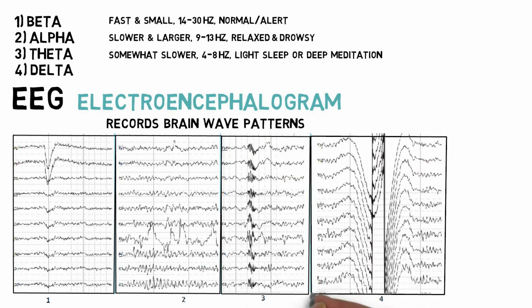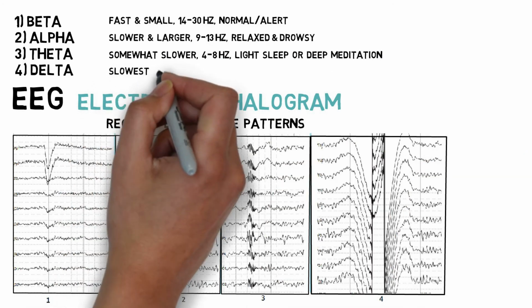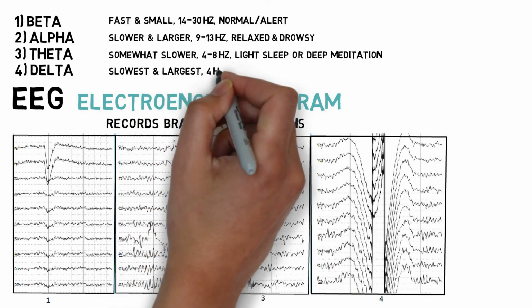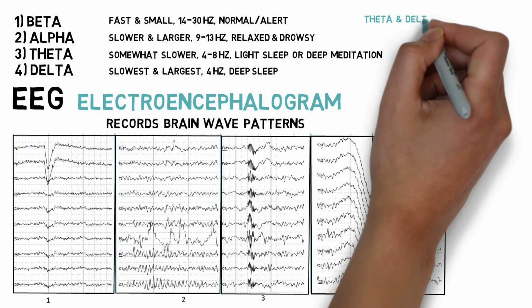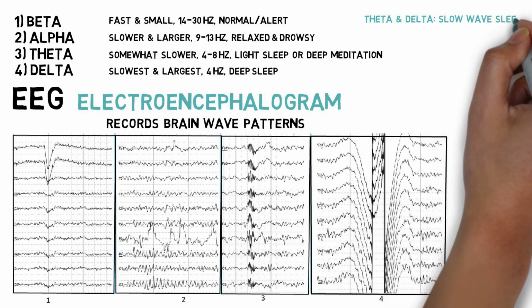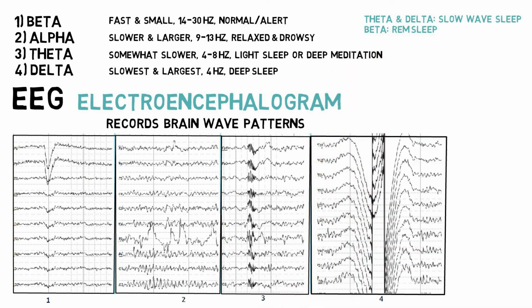The delta wave is slower and larger still at about 4 Hz. Here the person is in a state of deep sleep. The delta and theta waves are considered slow wave sleep. REM sleep resembles beta activity.